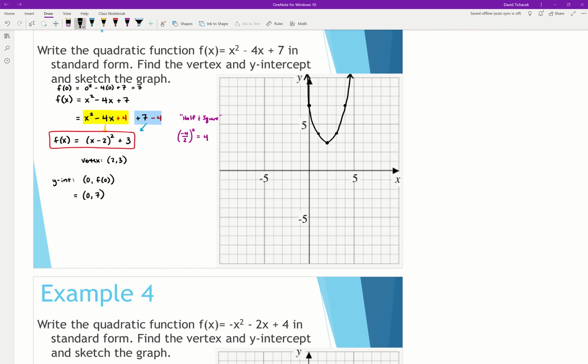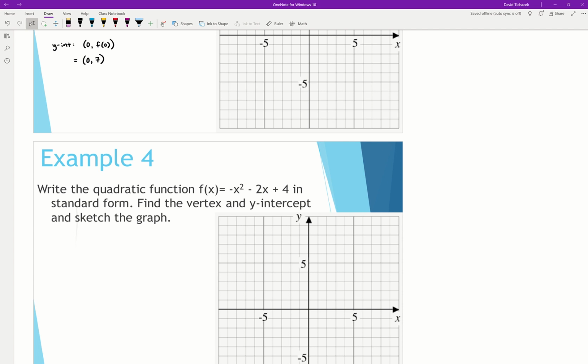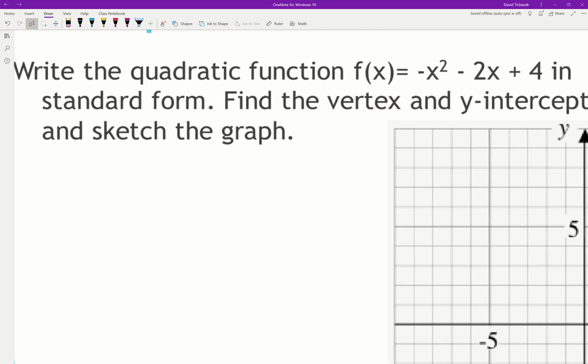Okay, so anytime that you want to rewrite a general form quadratic into the standard form, you're going to have to do that process of completing the square. So let's go ahead and demonstrate that here one more time. So in this case, I have f of x is equal to negative x squared minus 2. I'm going to leave a little bit of space and say plus 4.